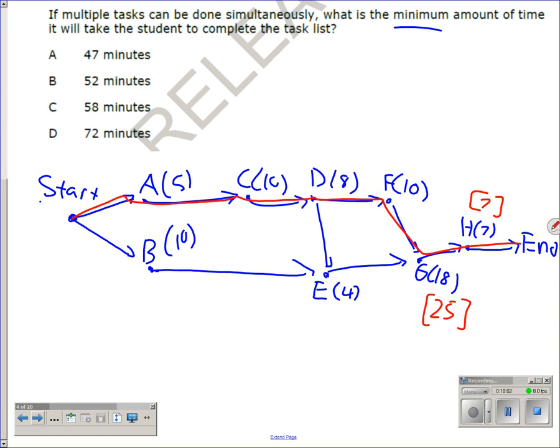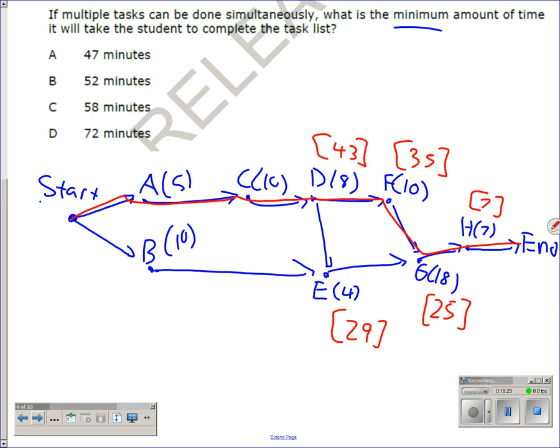All right, 10 is only pointing to one thing, so 10 and 25 is 35. 4 is only pointing to one thing, so 4 and 25 is 29. All right, but let's see. So D is pointing to 2 things. It's pointing to the F and to the E. So which one does it go with? F. 8 and 35 is 43.